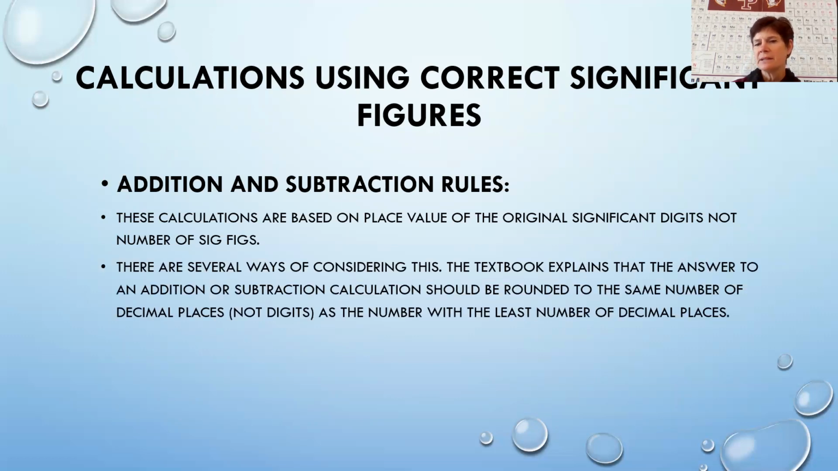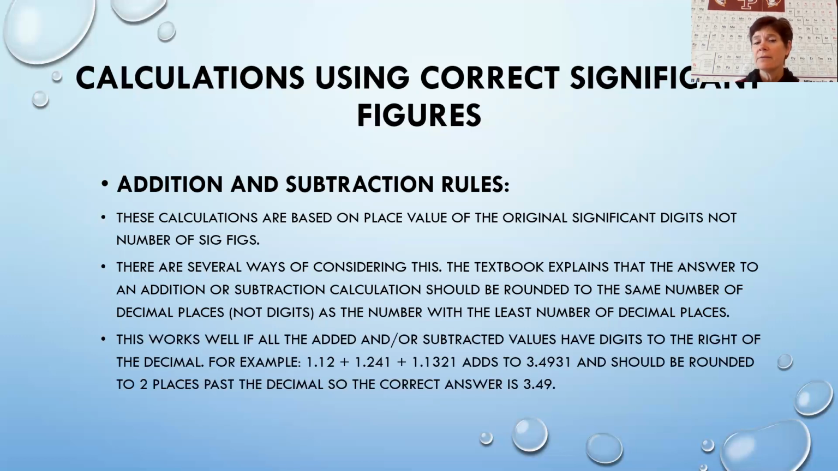There are several ways of considering this. The textbook explains that the answer to an addition or subtraction calculation should be rounded to the same number of decimal places, not digits, as the number with the least number of decimal places. This works well if all of the added and/or subtracted values have digits to the right of the decimal. For example, 1.12 plus 1.241 plus 1.1321 adds to 3.4931 and should be rounded to 2 places past the decimal, so the correct answer is 3.49.